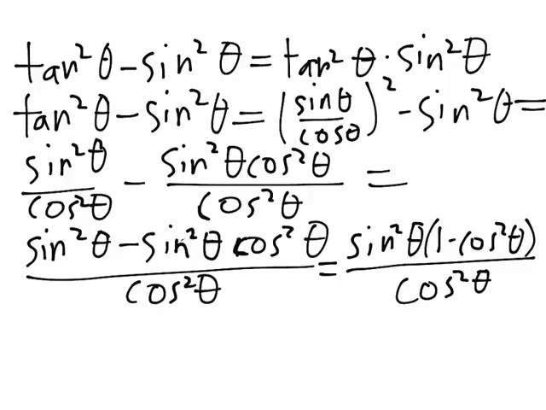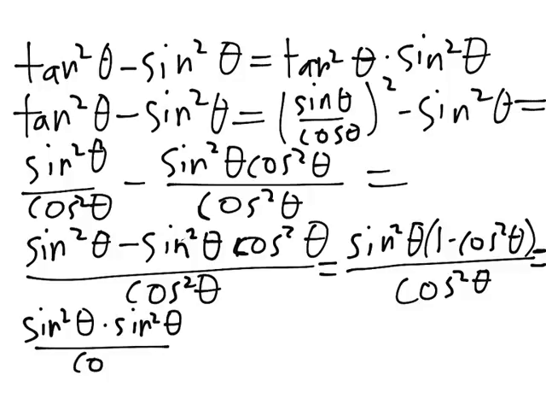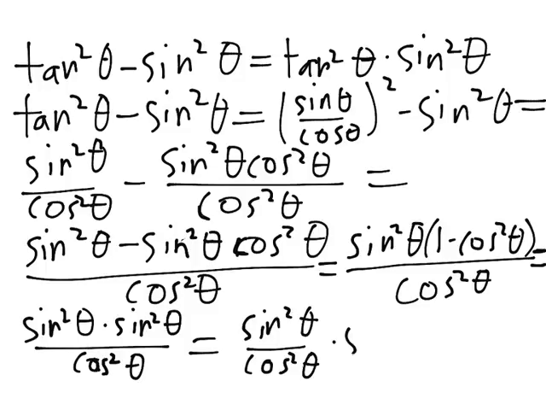Next, recall that 1 minus cosine squared theta is actually just equal to sine squared theta, since cosine squared plus sine squared is 1. So this is sine squared theta times sine squared theta over cosine squared theta. Finally, we can separate out one of the sine squareds to get sine squared theta over cosine squared theta times sine squared theta, which is just equal to tangent squared theta times sine squared theta.